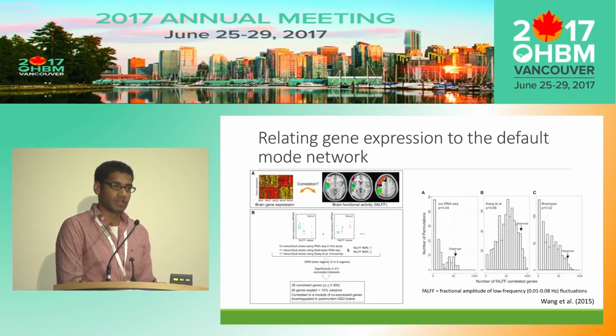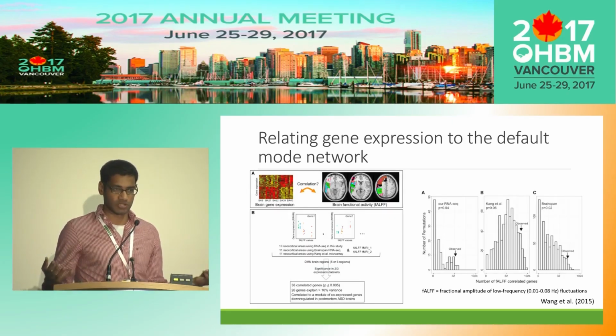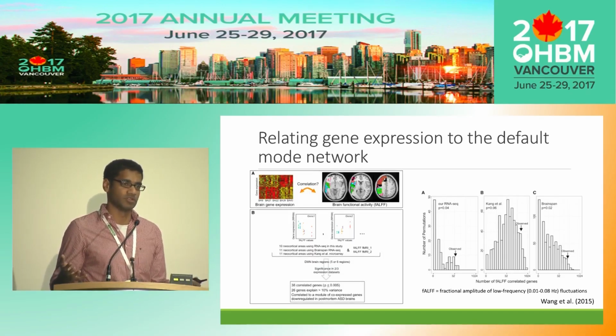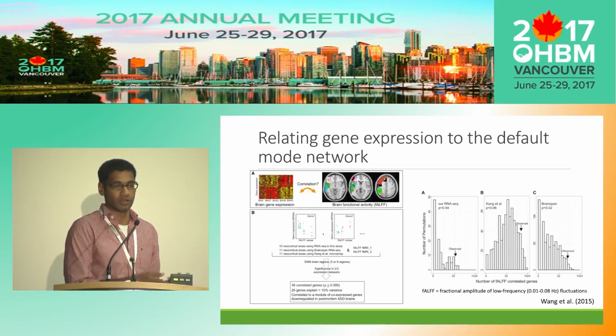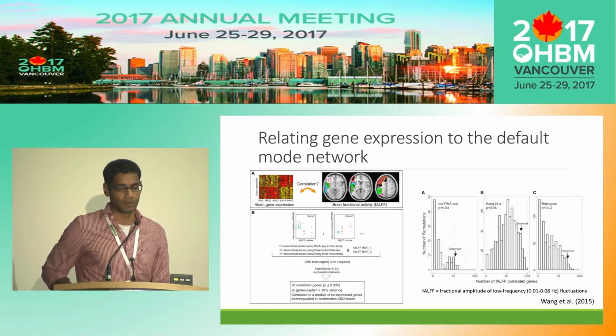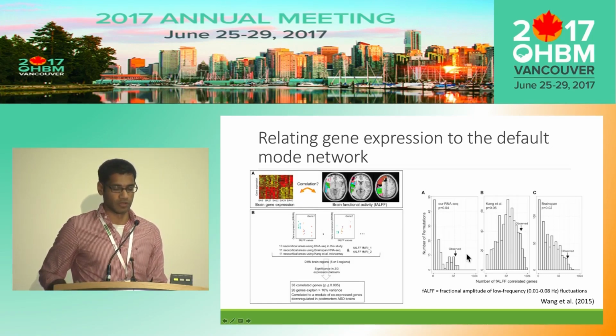So what you can do is then take each gene, so you have its expression profile over multiple regions, you have the FALF over multiple regions, you can actually do a direct correlation between the two, identify the genes that have the highest correlation with the functional data, and then look to see what those genes are. This is just a graph showing that the observation for the number of correlated genes appears to be higher than what you'd expect by chance. These are just from shuffling the data in each of these data sets.